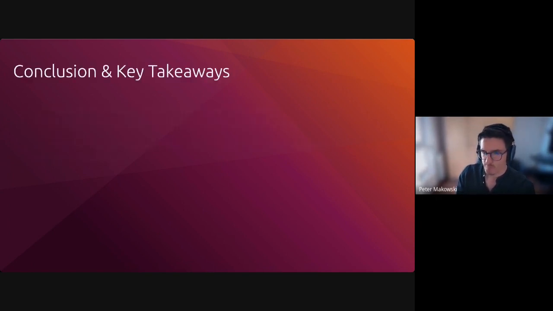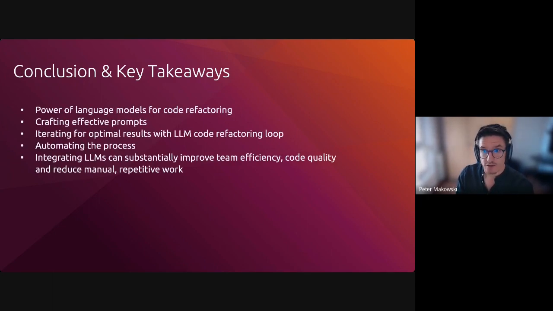To summarize, we've explored the power of language models in enhancing team effectiveness for code refactoring. We've learned how to harness the capabilities by creating effective prompts, continuously refining and adjusting them for optimal results with the LLM code refactoring loop, and ways of automating the entire process. We've also learned how integrating language models can lead to substantial improvements in team efficiency, code quality, and a reduction in manual repetitive work. I also used a real-world example demonstrating how we managed to migrate hundreds of MAAS UI tests from Enzyme to React testing library in record time.